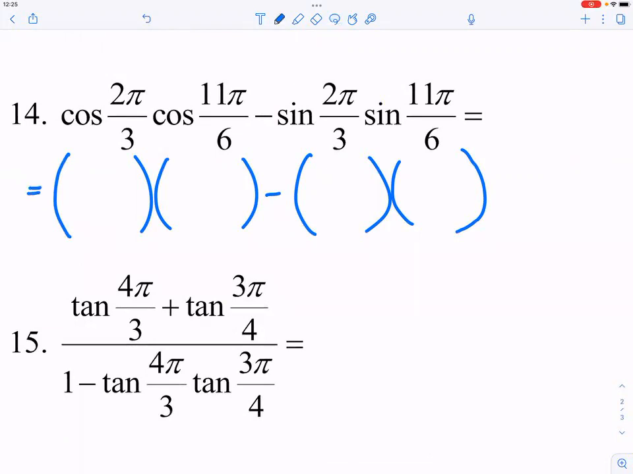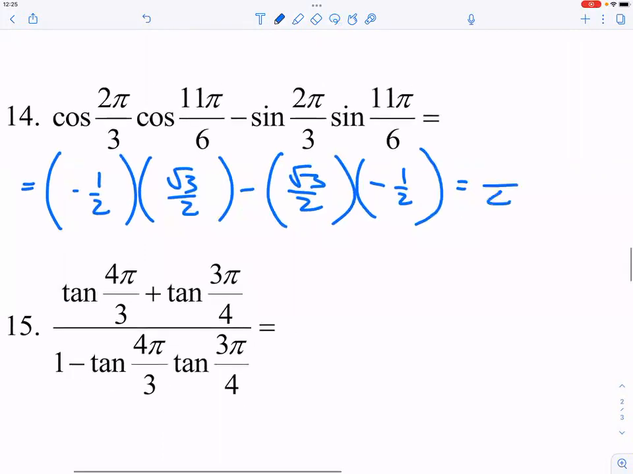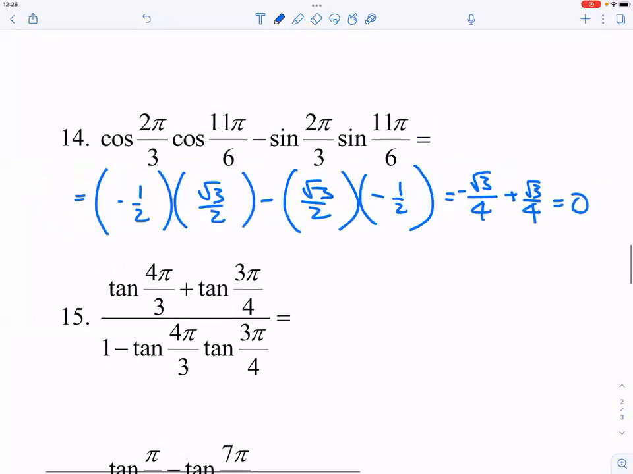So cosine of 2 pi over 3 is equal to negative 1/2. Cosine of 11 pi over 6 is equal to root 3 over 2. Sine of 2 pi over 3 is equal to root 3 over 2. And sine of 11 pi over 6 is equal to negative 1/2. And that gives you root 3 over 4 plus negative root 3 over 4 plus root 3 over 4. And that's how we get 0.